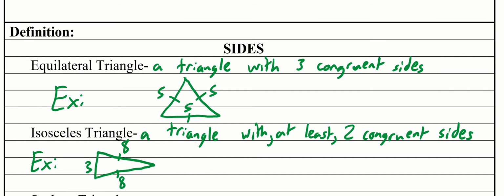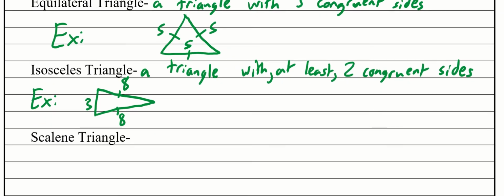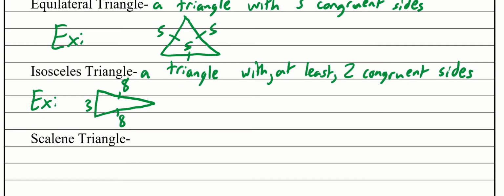Okay? And then finally, last one here, a scalene triangle. A scalene triangle is a step down from the previous one. So we said 3 congruent sides, 2 congruent sides. And then really if you're saying one side is congruent, that means really no sides are congruent. So a scalene triangle is a triangle with no congruent sides. Okay, so scalene just means that all 3 sides are different.